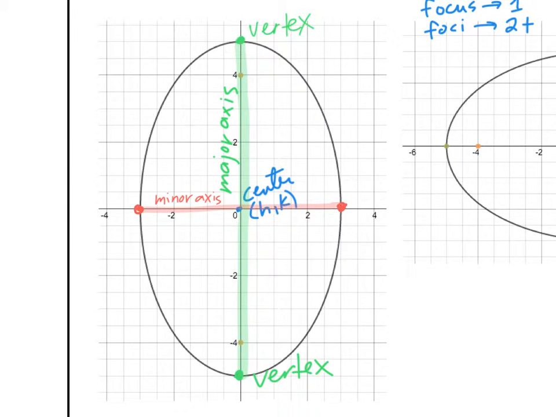Kind of like, if you're not the pilot, you're the co-pilot. You're just the helper. Oh, that's kind of sad. I'm sorry. Or what else? Like if you're not the main one, you're just the helper. Anyways, so this is the co-vertex.